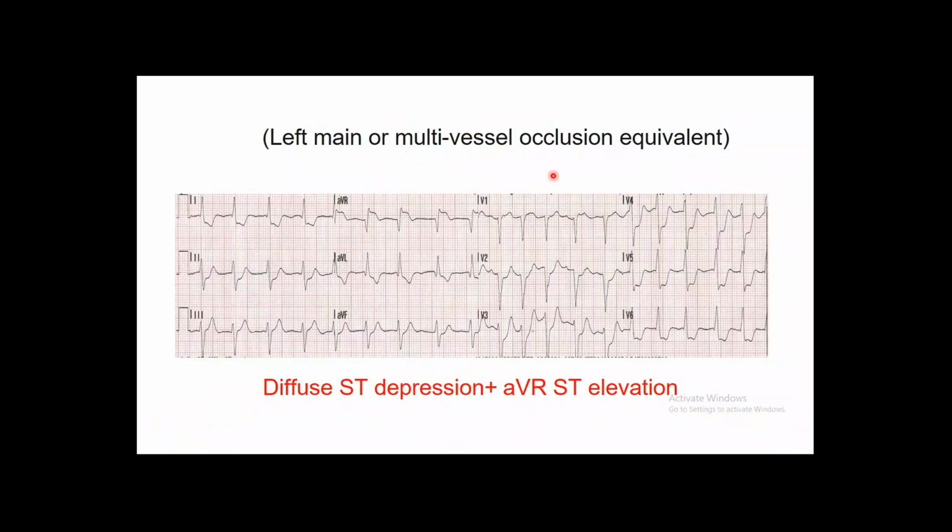And finally, when we have a diffuse ST segment depression in different leads with ST segment elevation in aVR, this is the first time to mention aVR, this denotes a marked subendocardial ischemia on a large area of myocardium. This is usually seen in a patient with left main artery or multi-vessel disease lesions. So again, this type of ECG with diffuse ST segment depression and ST segment elevation in aVR mandates a rapid invasive pathway of management.